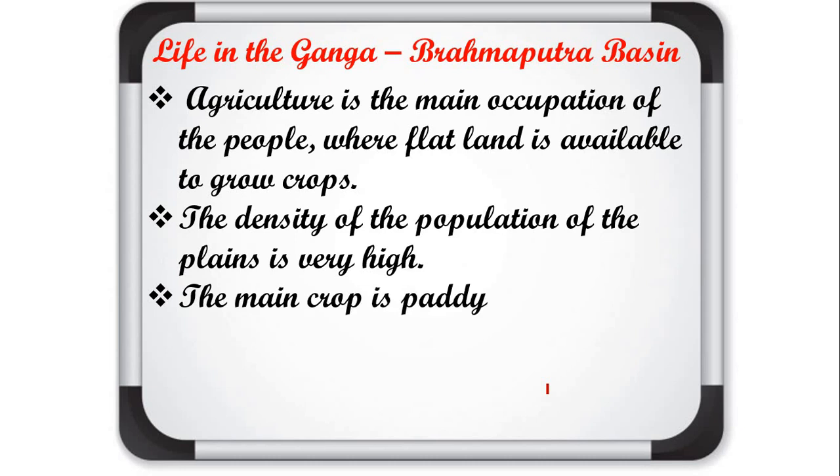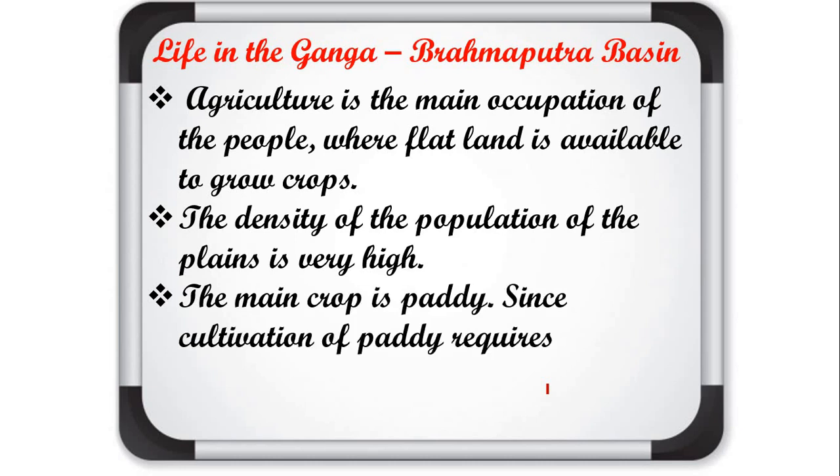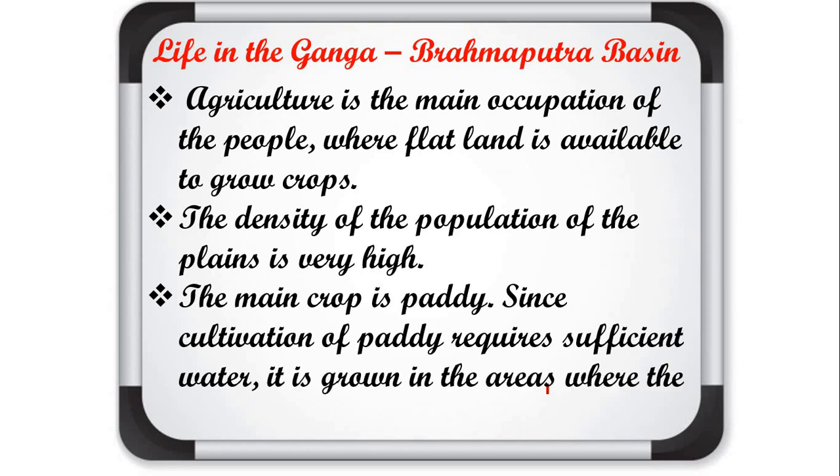The main crop is paddy. Since cultivation of paddy requires sufficient water, it is grown in areas where the amount of rainfall is high. Yes friends, paddy means rice field. As we know, the rice crop requires a large amount of water, so the rice field is always filled with water. In these areas, due to the presence of the rivers Ganga and Brahmaputra, there is enough water, so the land is suitable for the cultivation of paddy, meaning the rice crop. Rice fields are there.